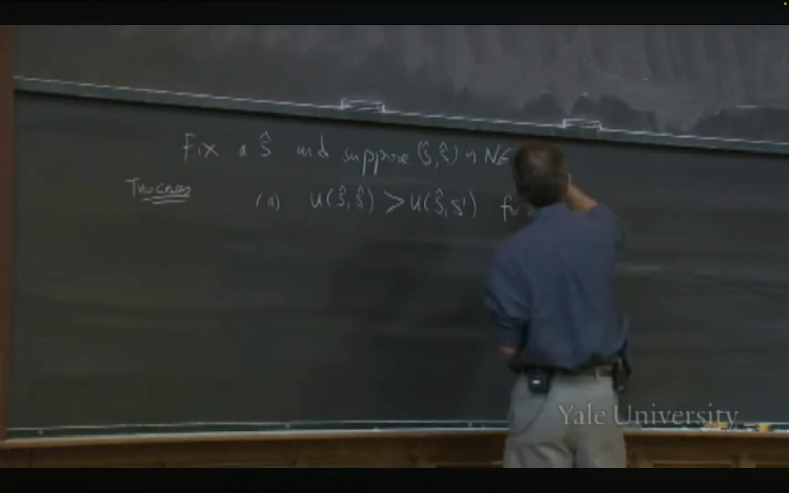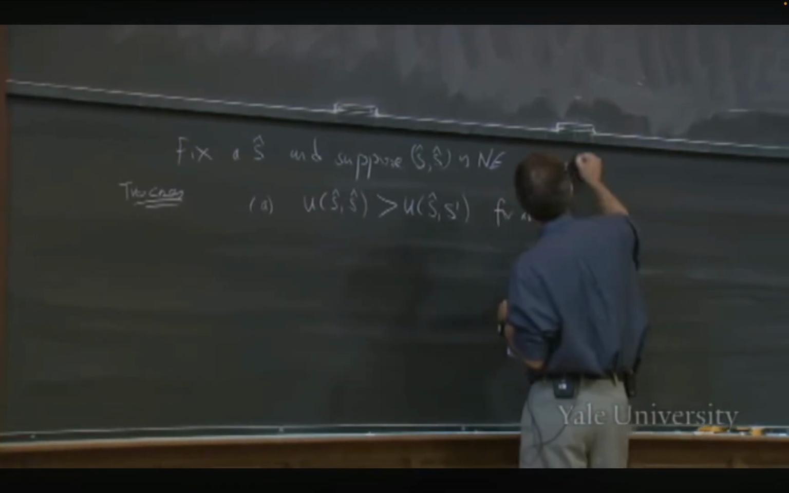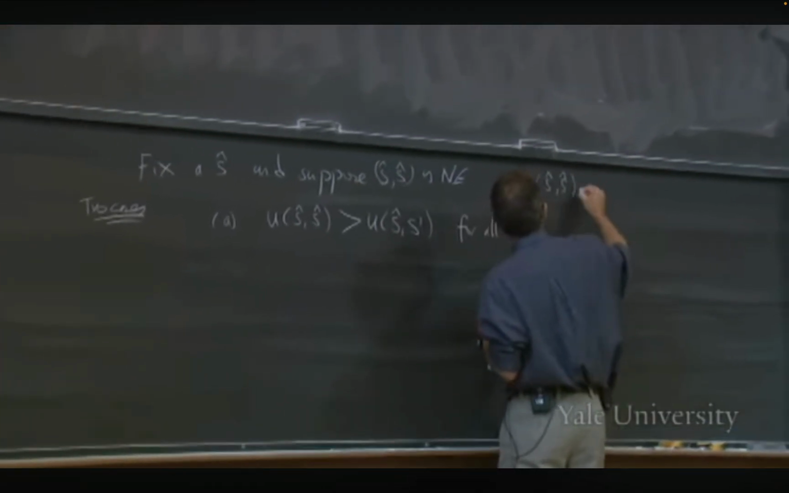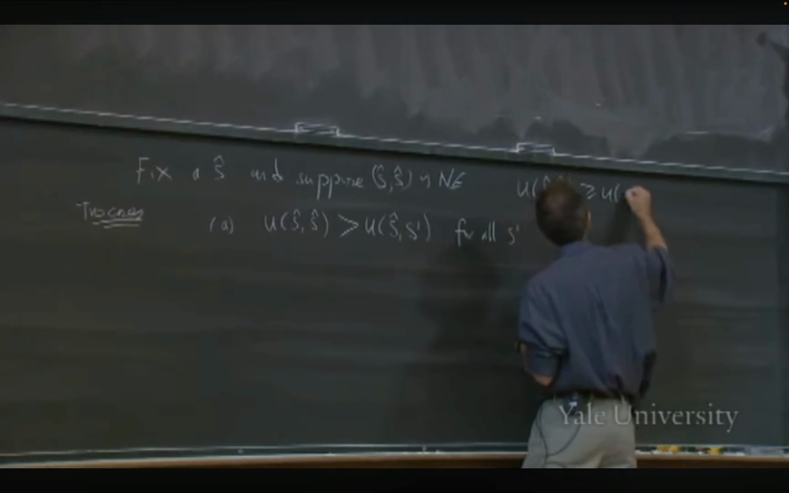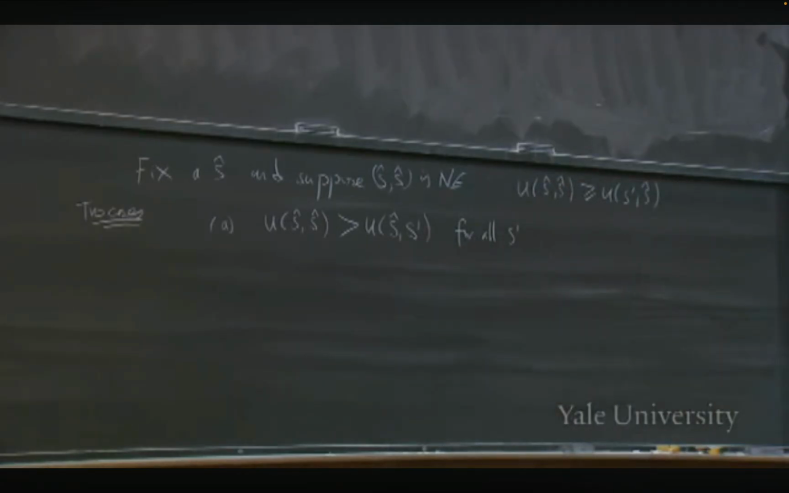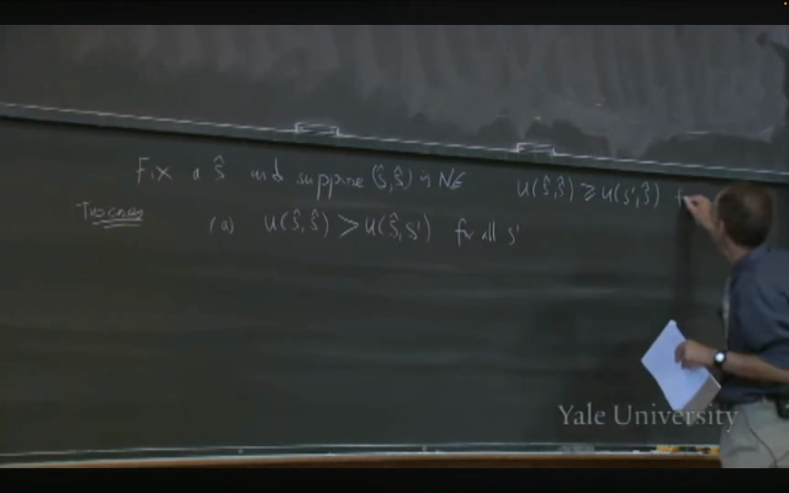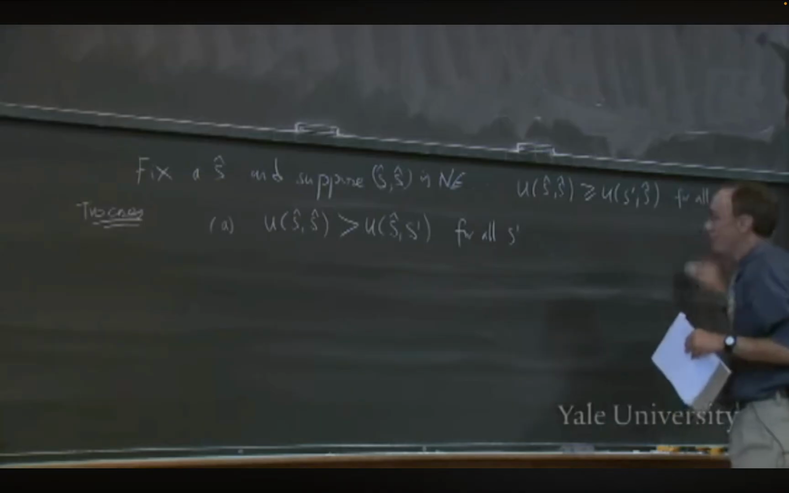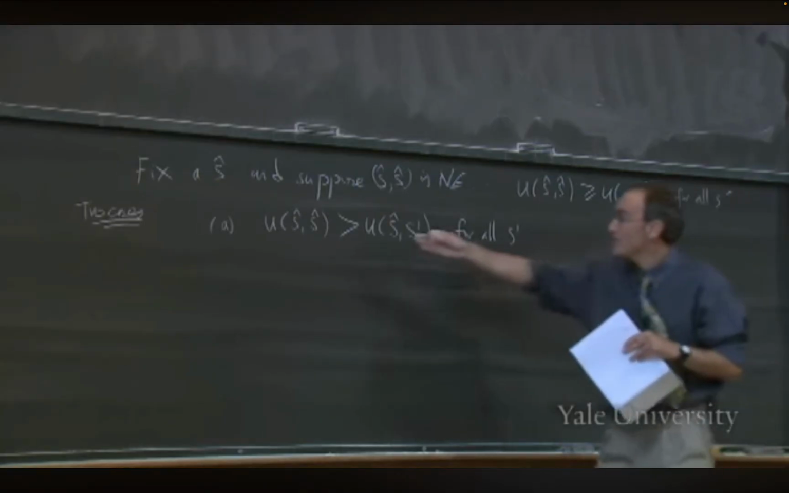So let's be careful. Since we know it's Nash, we already know that the payoff of S hat against itself is at least weakly better than any possible deviation. That's what it means to be Nash. Everyone agree with that? We know that S hat is the best response to S hat, so it must be weakly better than any possible deviation. So let's take the first case, where actually it's strictly better.